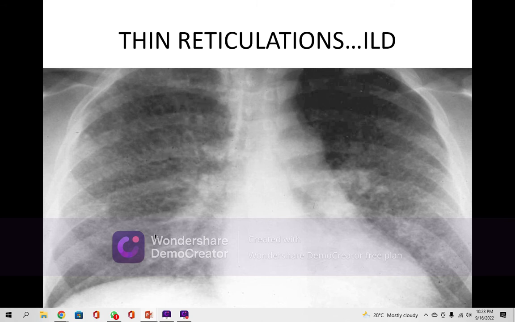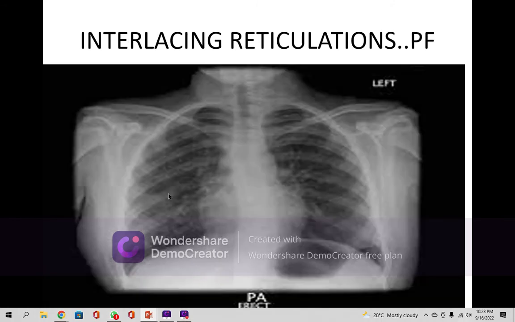So thin reticulation may be seen, thick reticulation may be seen. Both can be seen. Interlacing reticulation: one here, there, an interlace pattern, a lace pattern, interlacing each other. You know what lace is. These are the fibrous septa which are connecting with each other. In interstitial lung diseases and pulmonary fibrosis, it is a very characteristic feature. They are not bronchovascular markings, but reticulation, fibrous septa coming out.